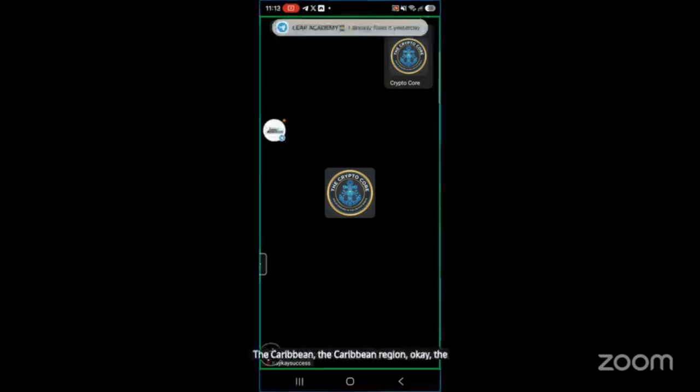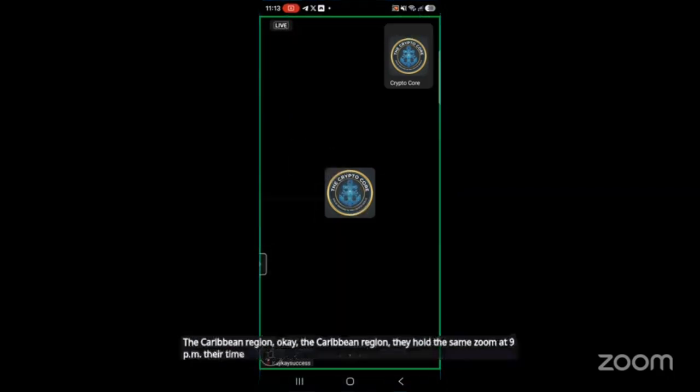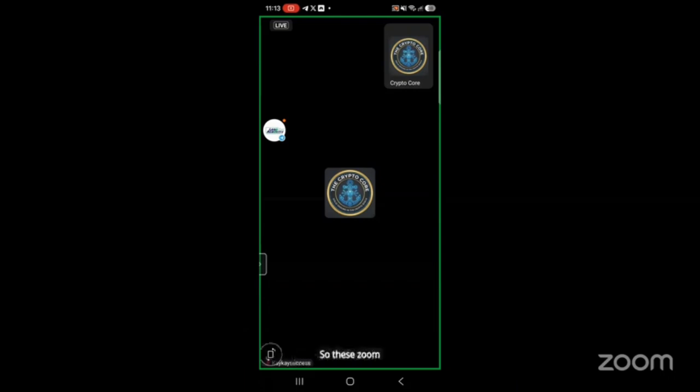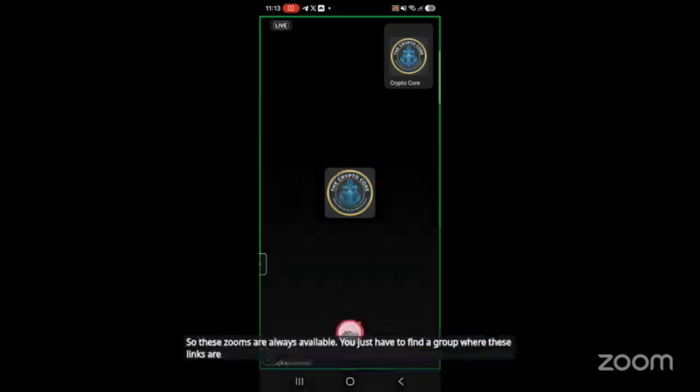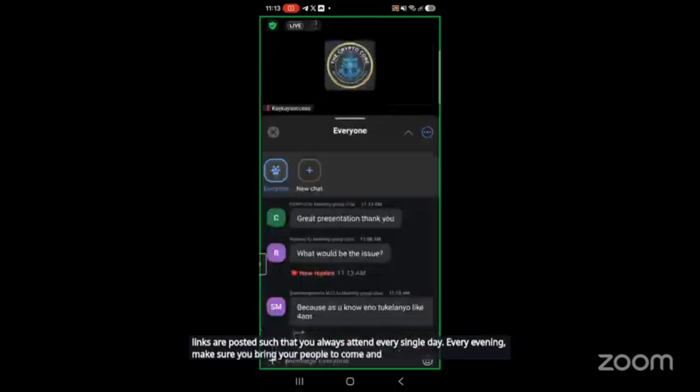The Caribbean region. They hold the same Zoom at 9 p.m. their time. It is almost 2 a.m. West African Standard Time, and also 4 a.m. East African Standard Time. They always have that Zoom running. So these Zooms are always available. You just have to find a group where these links are posted such that you always attend every single day. Every evening, make sure you bring your people to come and attend.